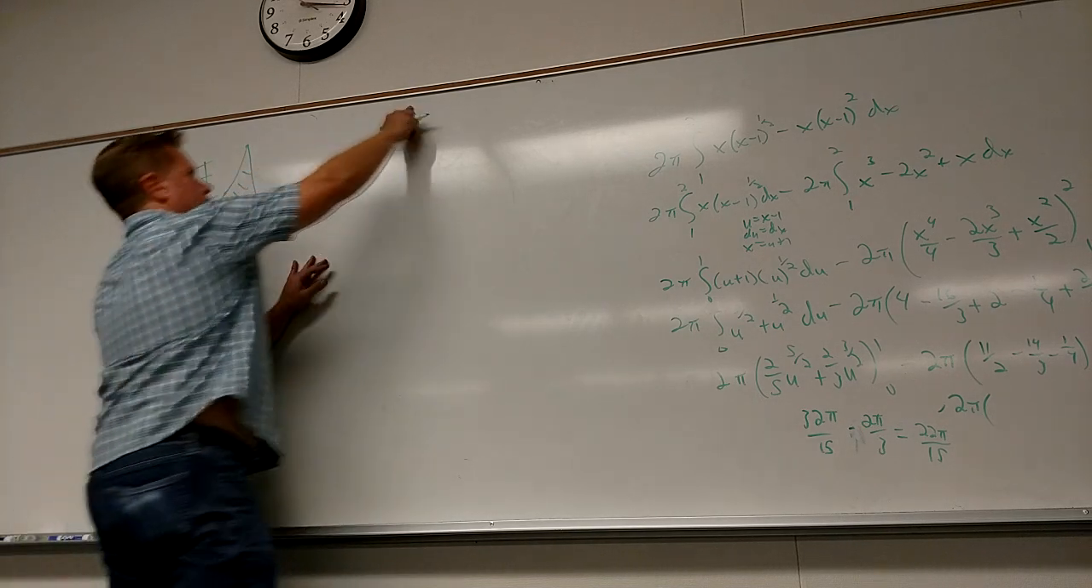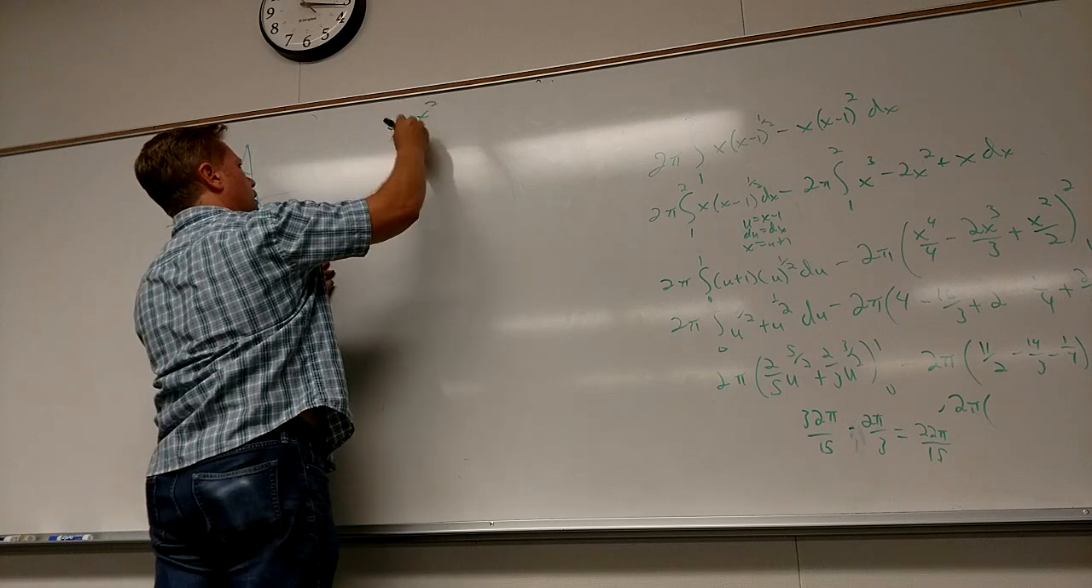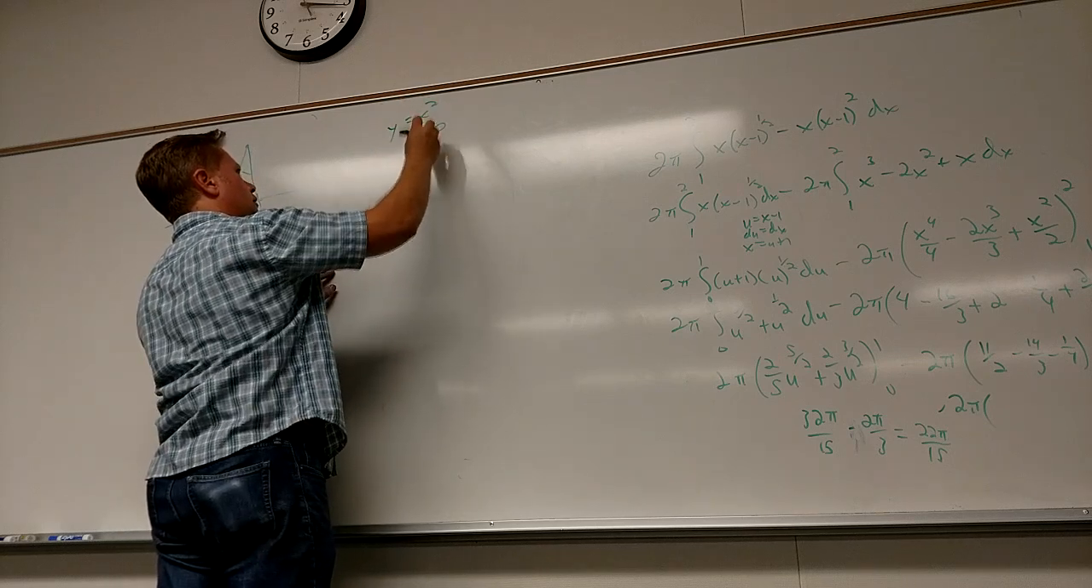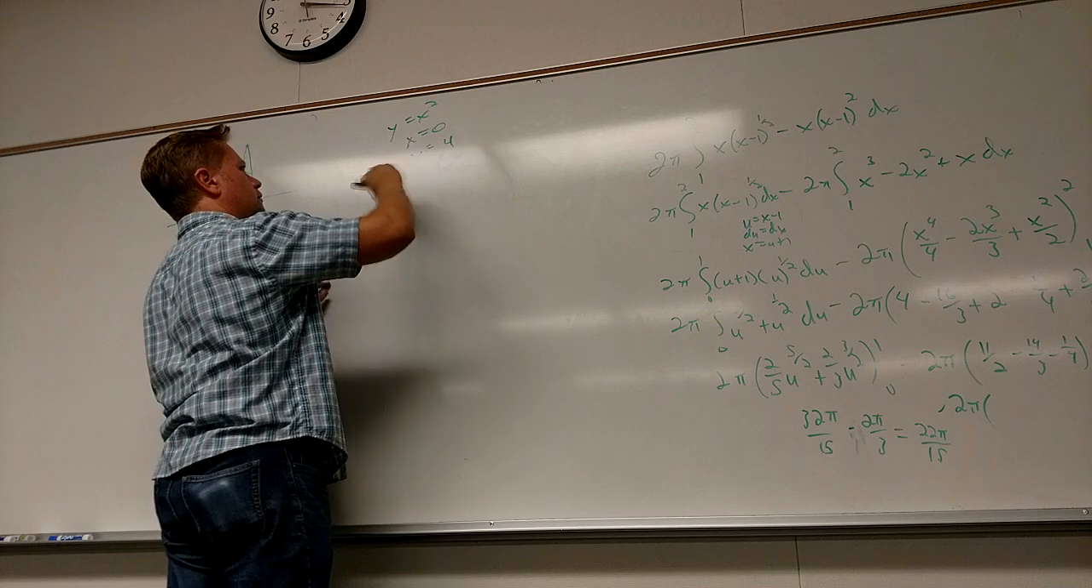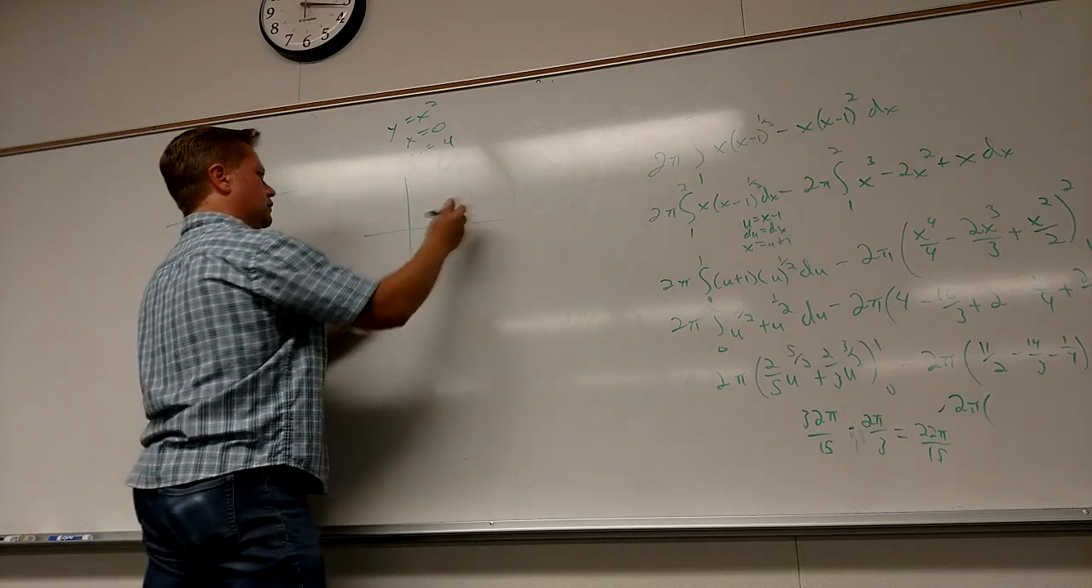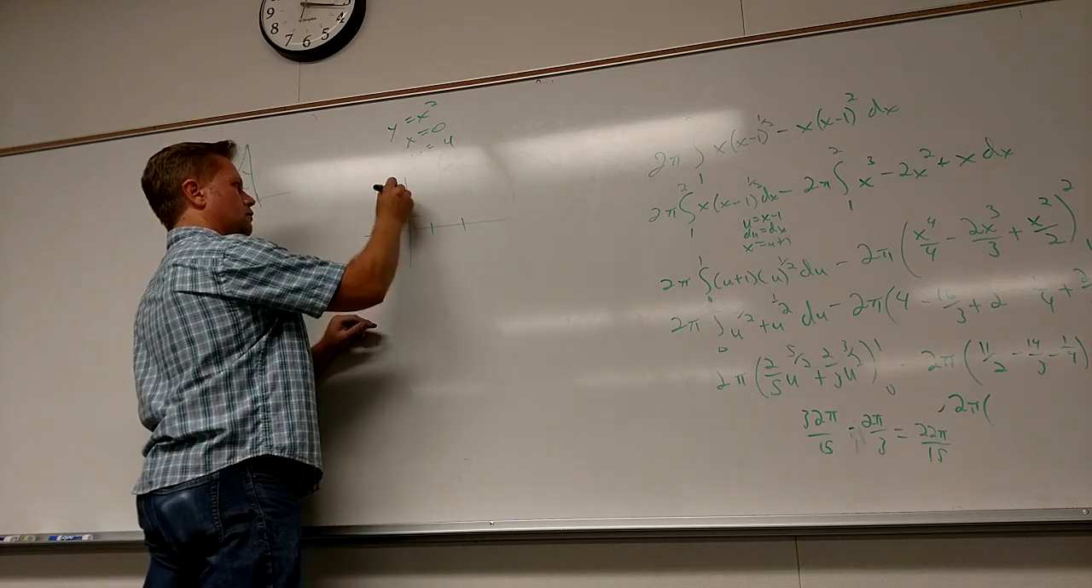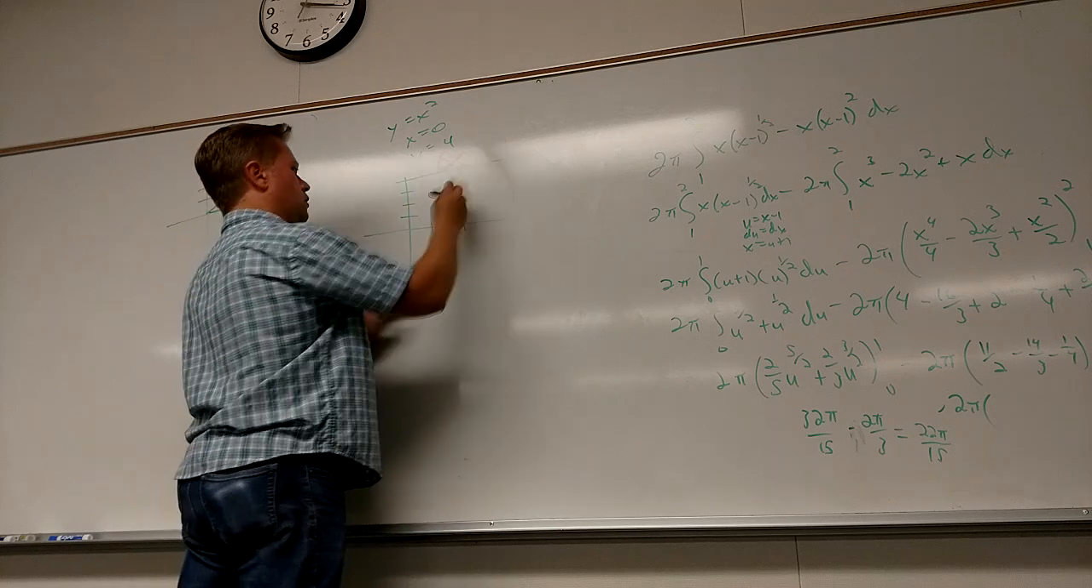Now real quick, if I would have said y equals x squared, x equals 0, and y equals 4, that would have been this region. Y equals 4 is one wall.